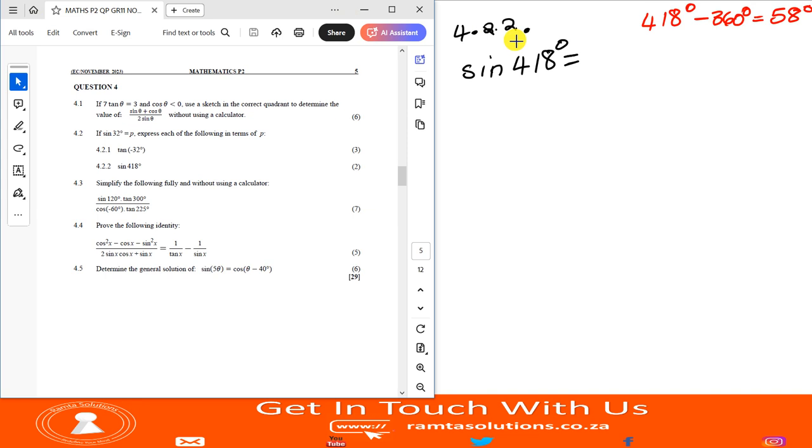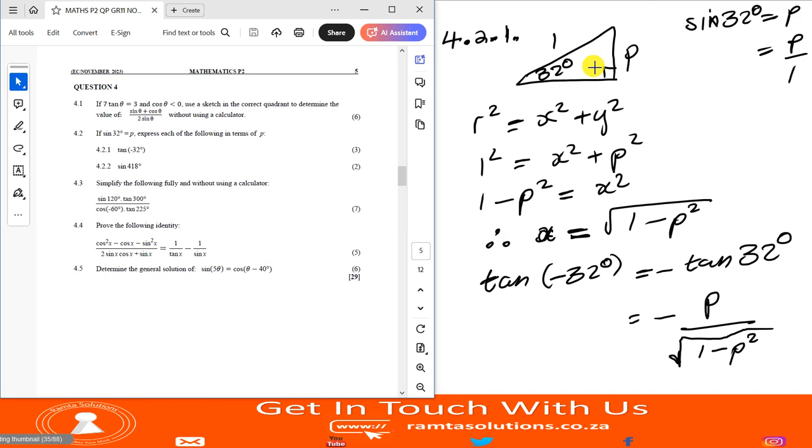So this therefore means you can reduce sine 418 to sine 58 degrees. Right? You're not dealing with 58 degrees, but I'm going to show you something. Remember, the sum of angles of a triangle is 180. This is 90. This is 32. Then this angle here must be 58. This is your 58 degrees.